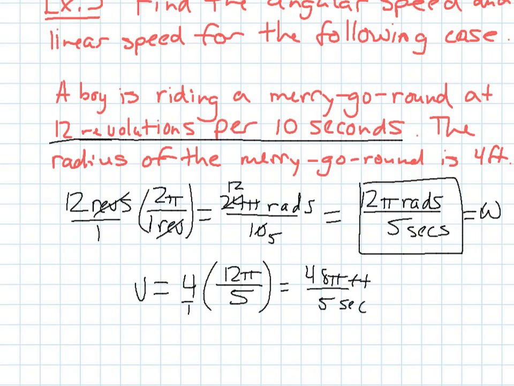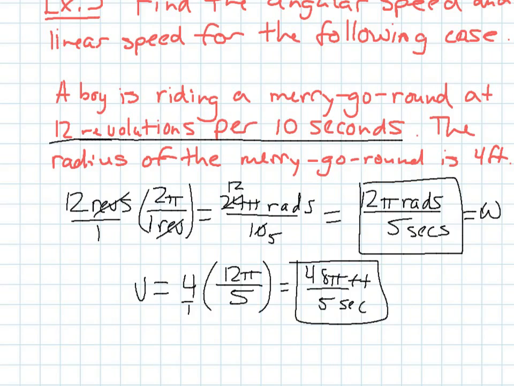Now for both of these, it probably doesn't make too much sense if everything's in pi when you're actually talking about a distance value. For radians, it's okay to leave it as pi because that's what radians is usually in. But for linear speed, it would probably make more sense for us to convert this to decimal form to get an approximate answer. So let's do that right now since we have the ability.